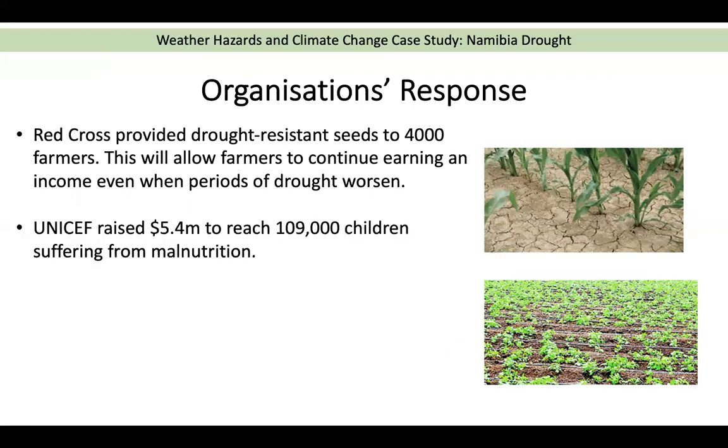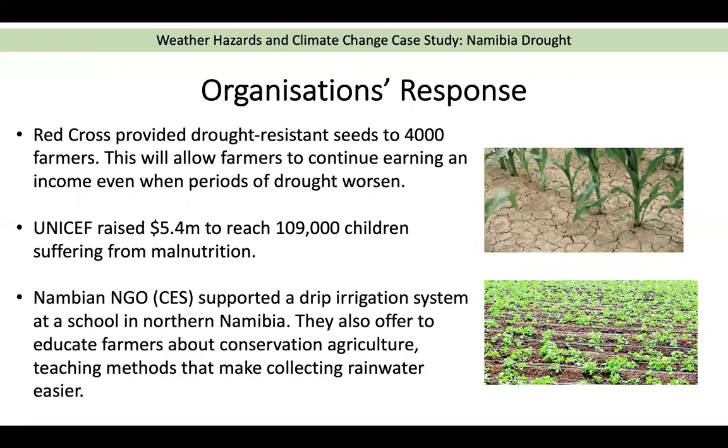UNICEF raised $5.4 million to reach 109,000 children who were suffering from malnutrition. A Namibian non-governmental organization supported a drip irrigation system at a school in northern Namibia. They also offered to educate farmers about conservation agriculture, teaching methods that make collecting rainwater easier. So they're actually trying to teach farmers how they could farm their crops with less water. Okay, so if there was less water available, how could they continue to do that?